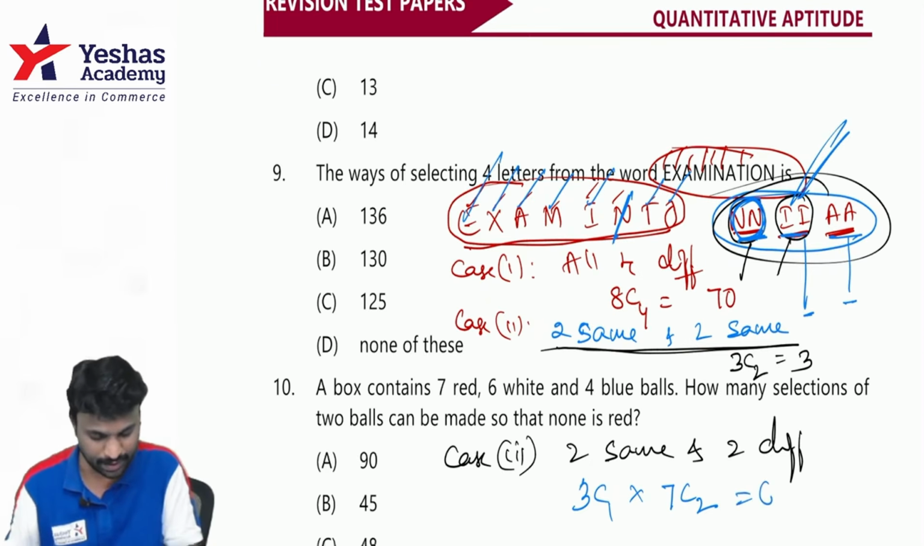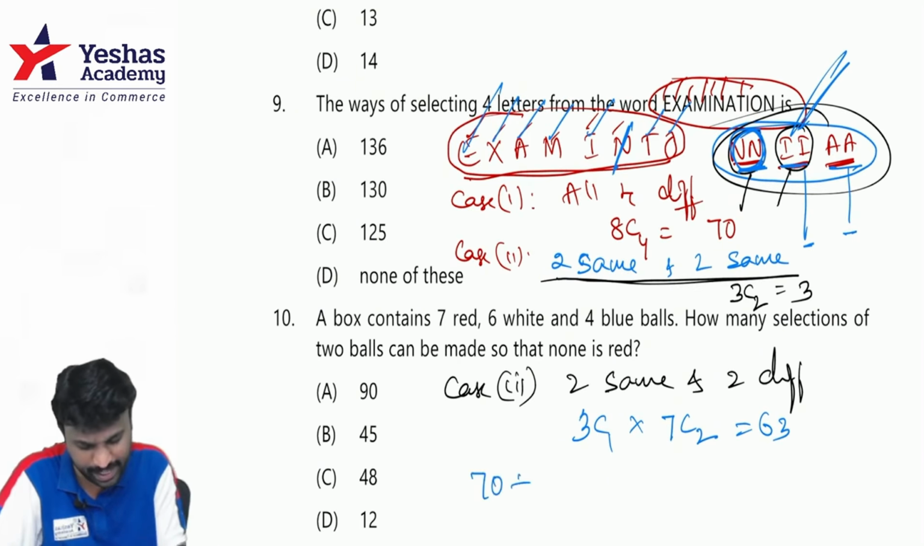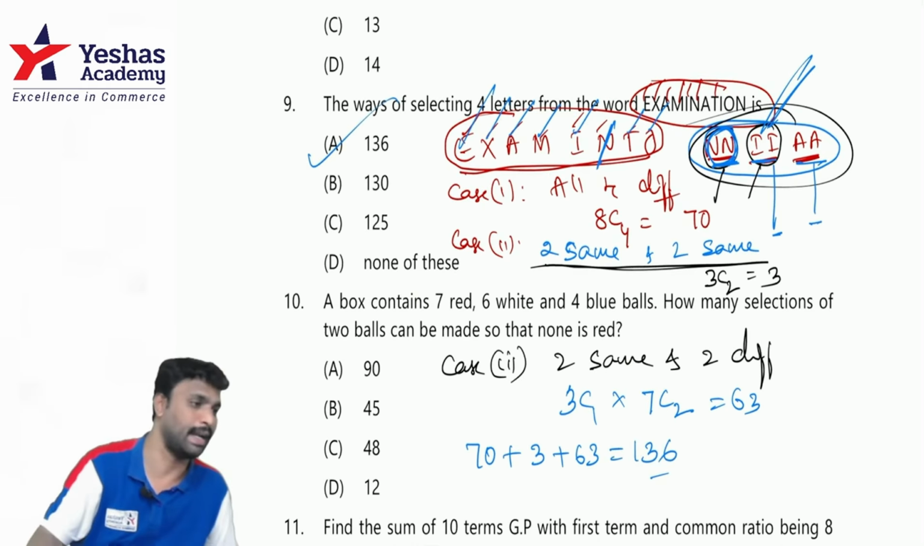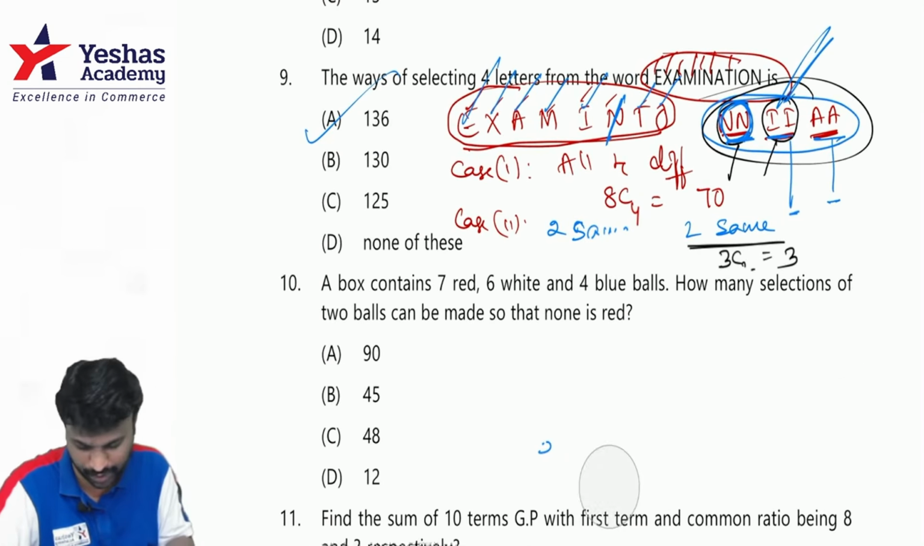which is 63. Now we have to add all these 3 cases. That means first case is 70, second case is 3, third case is 63. That fetches you 136. Option A is the right answer. Have you all understood? Guys, moving on to the next question, that is question number 10.